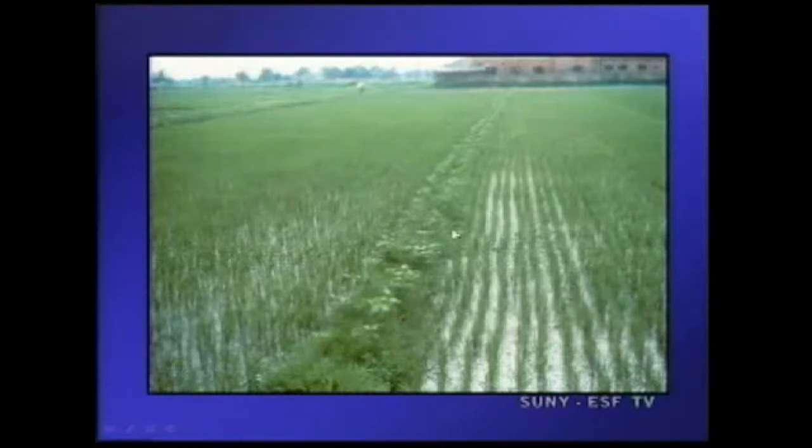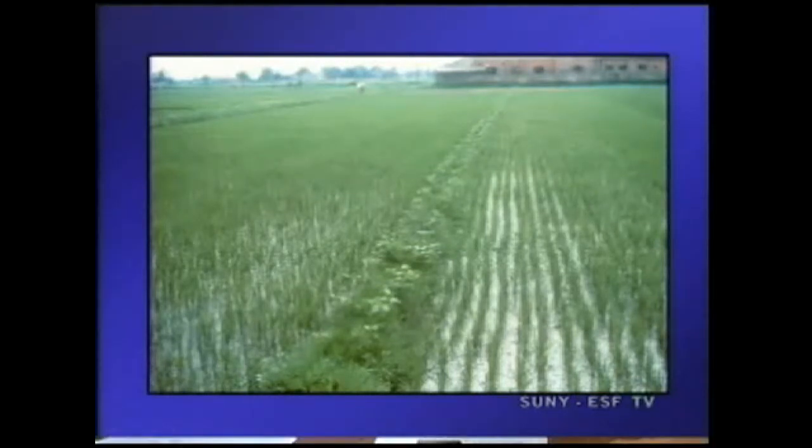Now, periodically, these plants are harvested, fed to pigs, so now you're growing protein for the population, and the feces from the pig, which contains the phosphorus, is put back into the rice field. So a very simple but clever way to do ecological engineering.